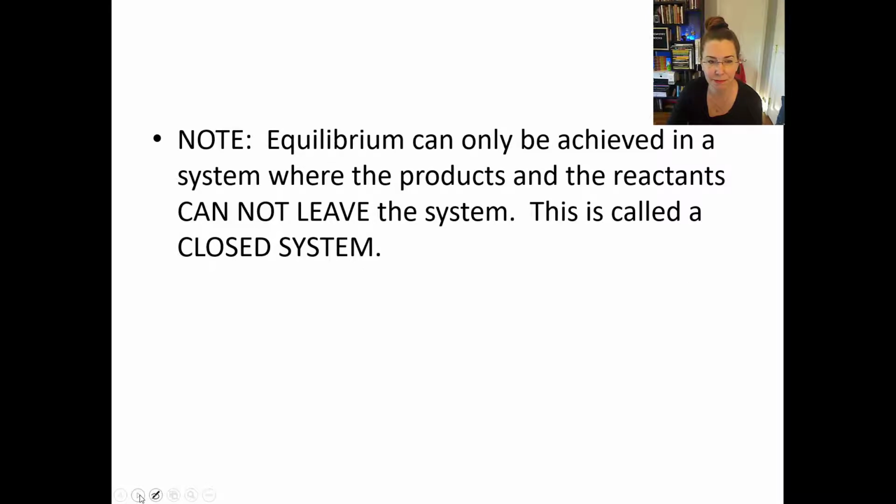Now I want you to note, equilibrium can only ever be achieved in a system where the products and the reactants cannot leave. This is called a closed system. If anything can leave the system, we can never reach a point where we have a true equilibrium because something's escaping, which means if we have a product that's escaping, well, when we go to reverse, we no longer have that to become a reactant in the reverse reaction.